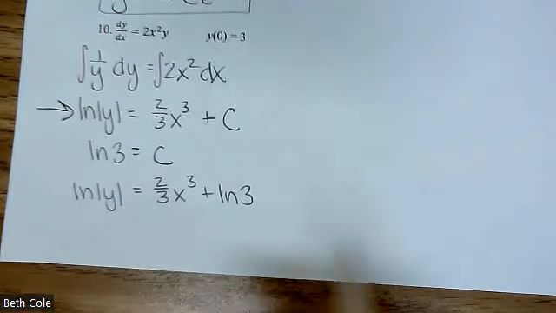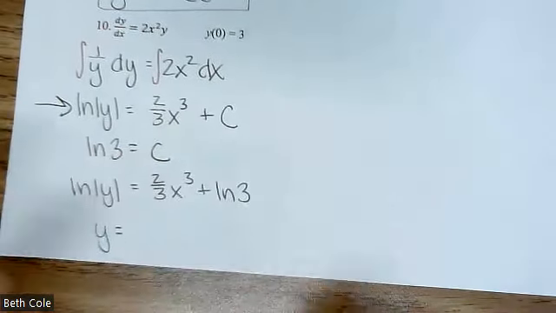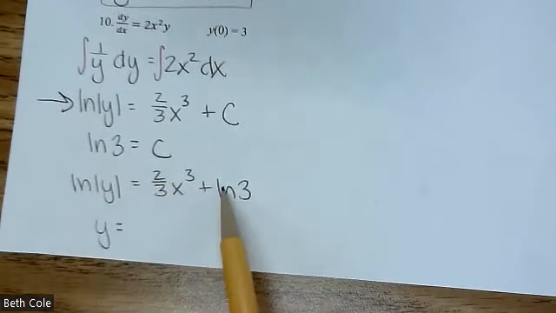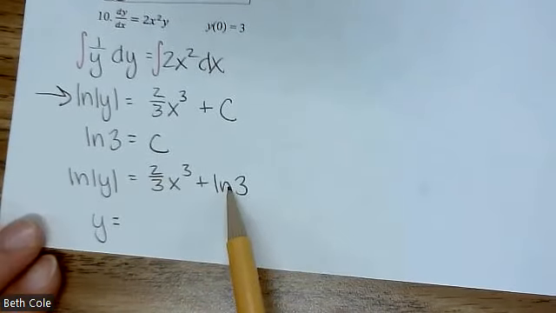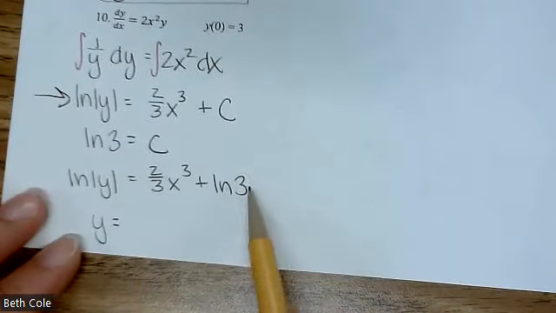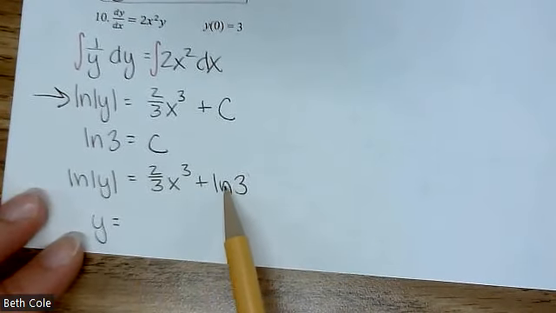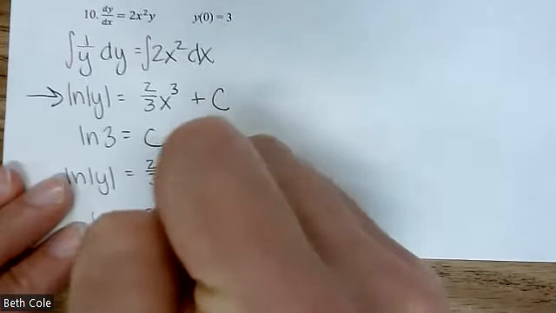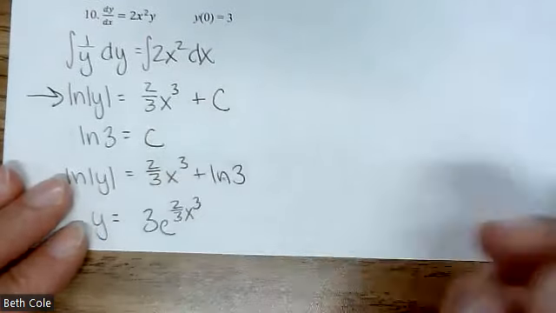And then when you exponentiate both sides, e and ln are going to cancel for both of these. So when you take that and write it out front, it's just a 3. e and ln are going to cancel. So it'll be 3e to the power 2/3 x cubed.